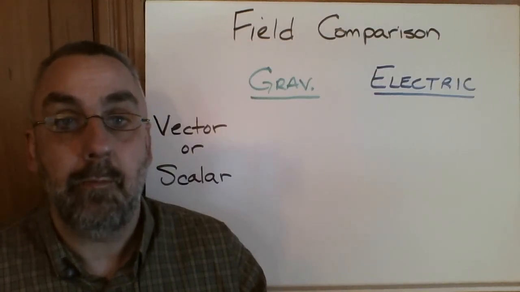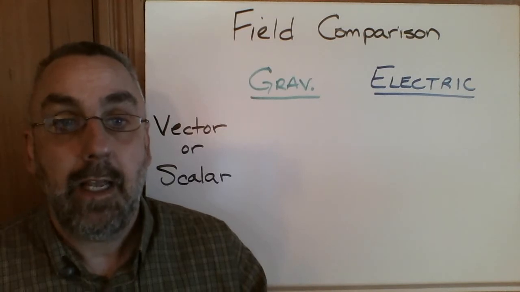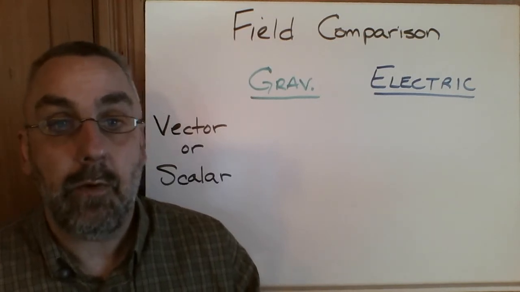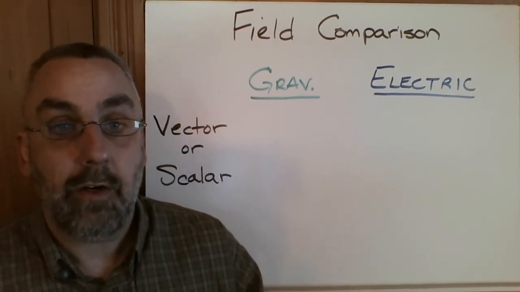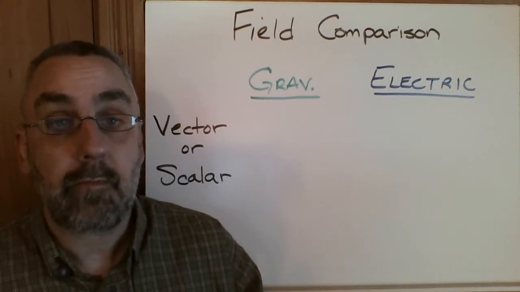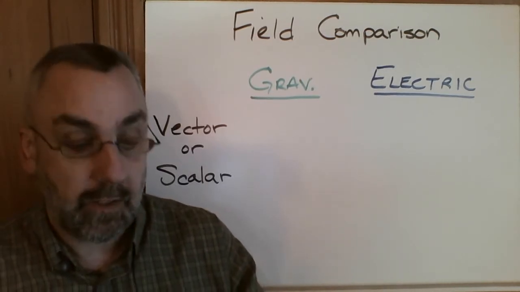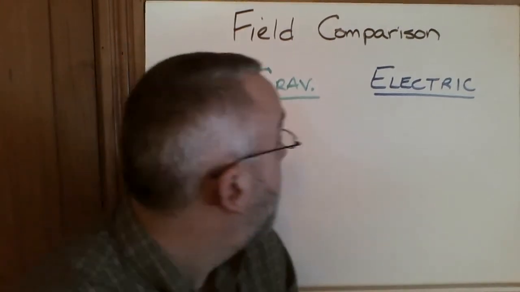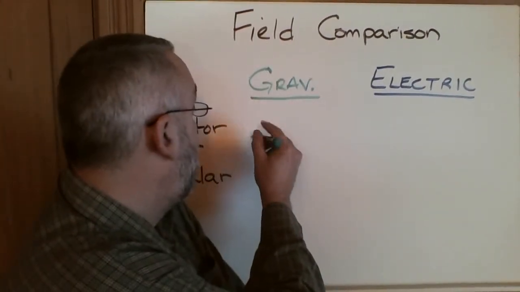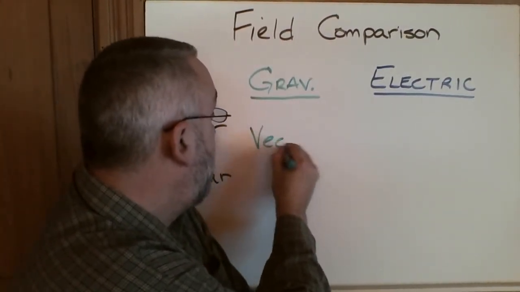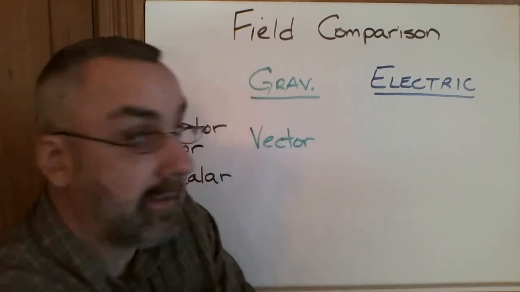Today we're going to take a look at a comparison between the gravitational and the electric fields. Now the first thing we want to take a look at is whether they're vector or scalar fields. Vectors, of course, have a direction associated with them. And the gravitational field is a field of force, and as such, it is a vector.